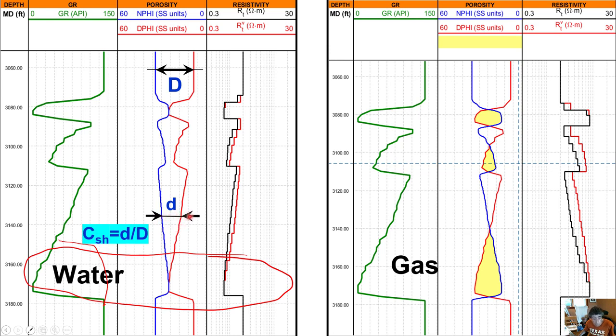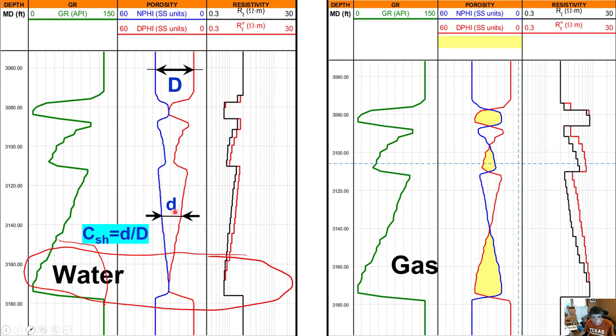It turns out that if you want to calculate the volumetric concentration of shale here, there's a magic formula that I'm going to derive in a second. Measure the discrepancy between the neutron and density logs. That's the lowercase d. Now, go to the pure shale point and measure the discrepancy between the neutron and density logs. That's the capital D. To calculate the volumetric fraction of shale, divide d by D. This lowercase d will have to be smaller than the uppercase D, unless this is pure shale.